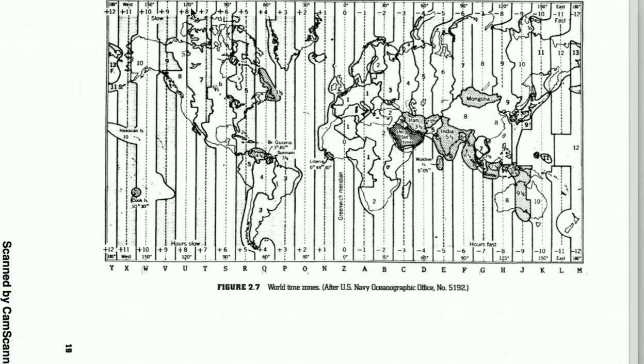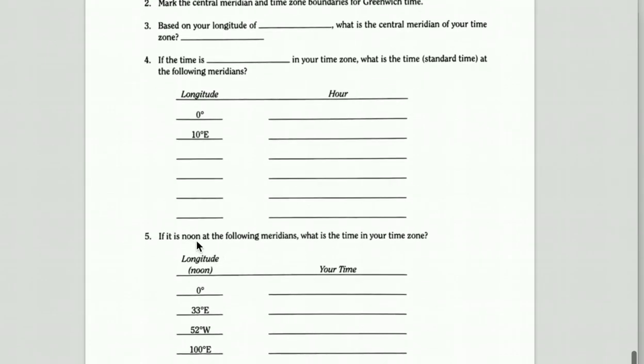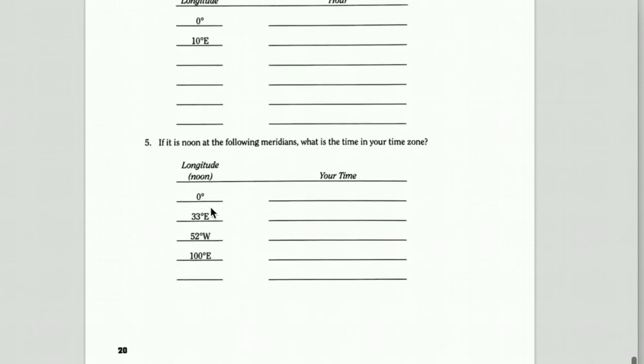All right. Number 5. We're basically doing the same thing but going backwards. It says if it is noon, 12 o'clock p.m. at the following meridians, what is your time? What is the time in your time zone? So the first one they give you is going to the prime meridian.